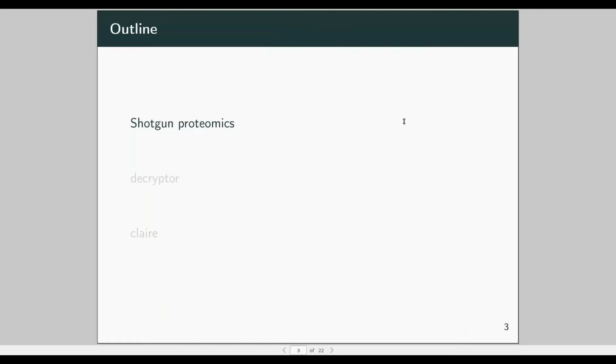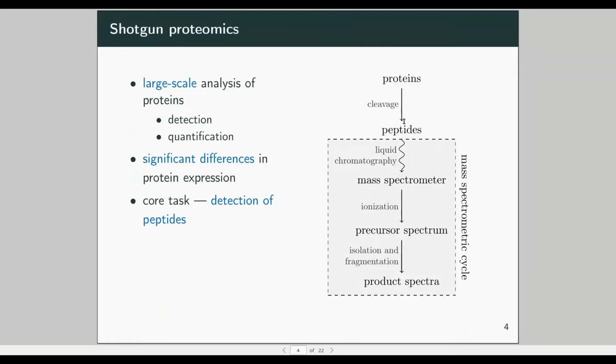So the shotgun proteomics in general, it's a field which deals with large-scale analysis of proteins. So typically you would have say a cell lysate or any other complex sample of proteins. And generally, in shotgun proteomics, the idea is to detect the proteins which are actually present in the sample, and typically to quantify them.